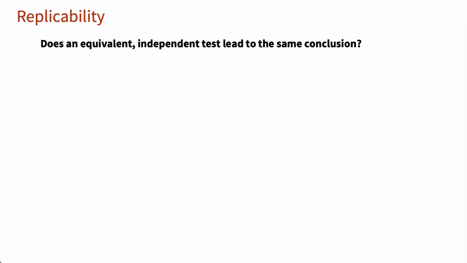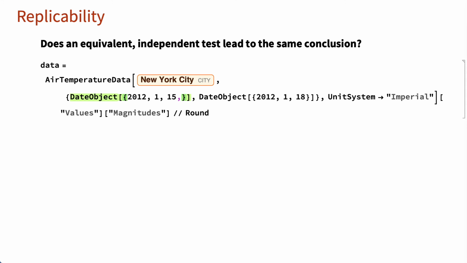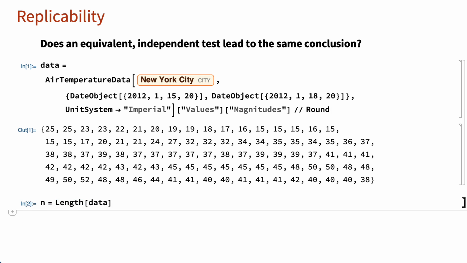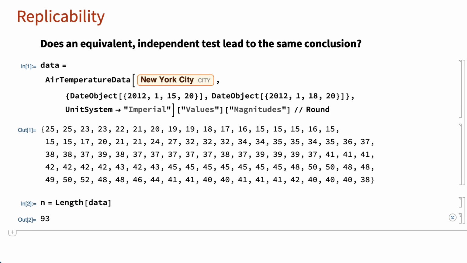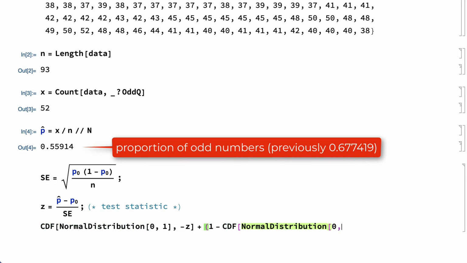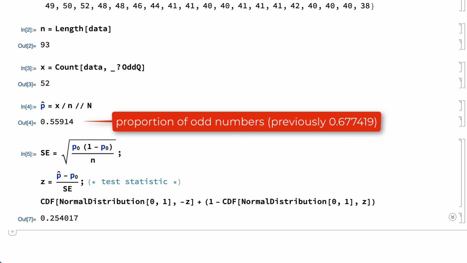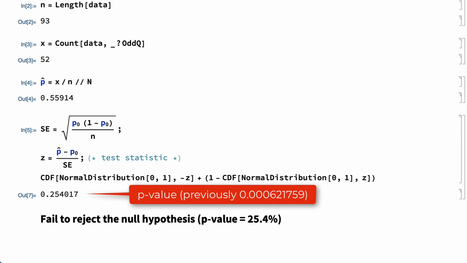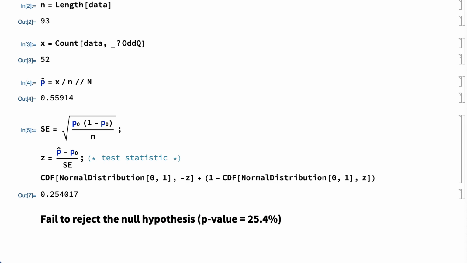The suggestion that temperatures in New York City tend to be odd numbers can be tested by starting with different but equivalent data. For example, shifting the 3-day period of time in the previous input by a few hours gives much different data. The size of this new data set is the same as the size of the previous data set, but the fraction of odd numbers in this data set is much smaller. And repeating the earlier calculation to do a test of the hypothesis that the population mean is 0.5 gives a p-value of more than 25% rather than 0.06%. So the null hypothesis is not rejected, and the conclusion that temperatures tend to be odd numbers is not reproduced.